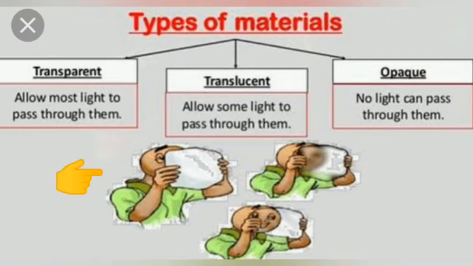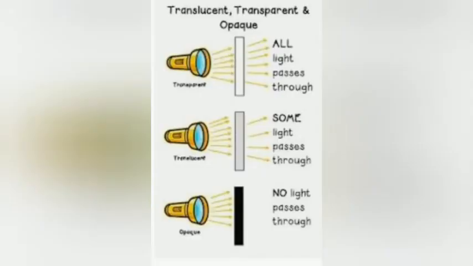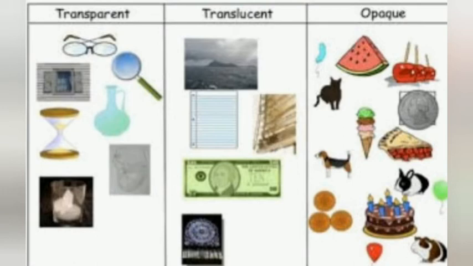Third one, opaque material. Materials that do not allow light to pass through them at all are known as opaque material. For example, wood, cardboard, thick cloth, metals, etc. are known as opaque material.